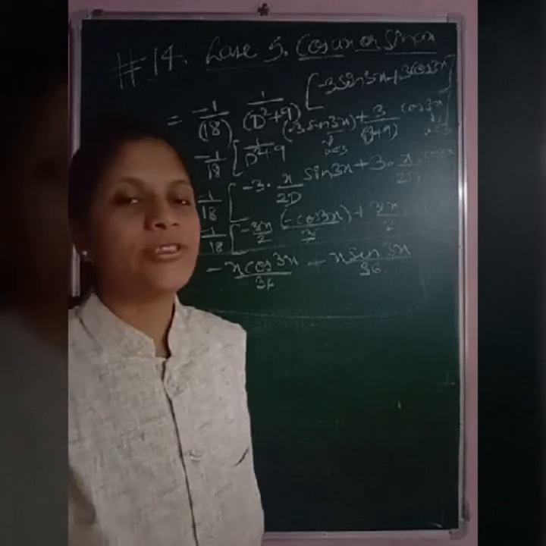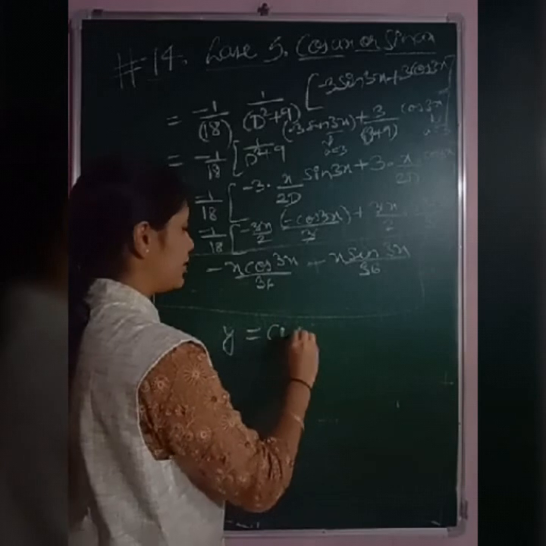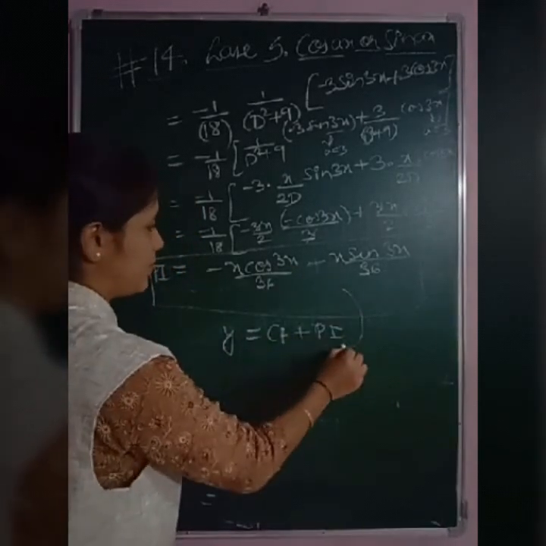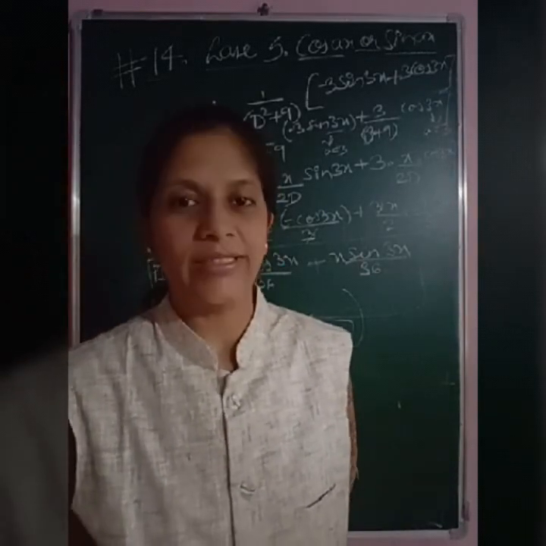So complete solution is CF plus PI. y equal to CF plus PI. We have to write down CF plus this PI. So this is nothing but our complete solution.